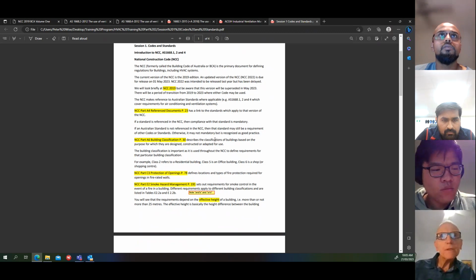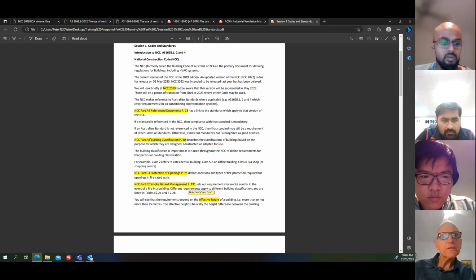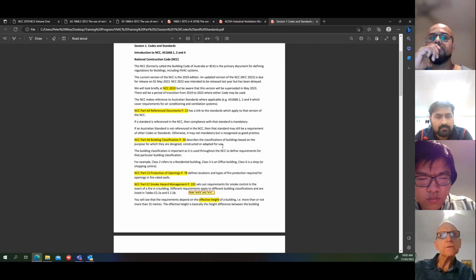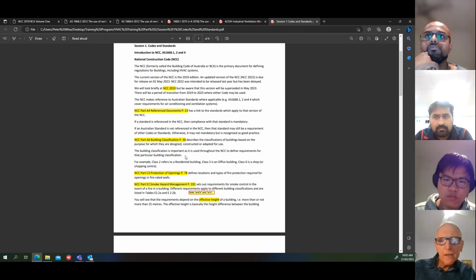So the next part of the NCC that's important for you to be aware of is Part A6, which talks about building classifications. It describes the classifications of buildings based on the purpose for which they are designed, constructed, or adapted for use. The classification is important as it's used throughout the NCC to define requirements for that particular classification.